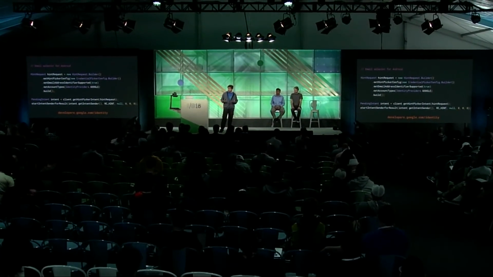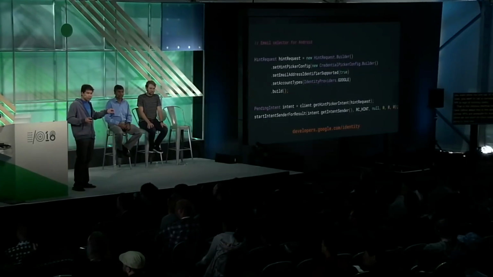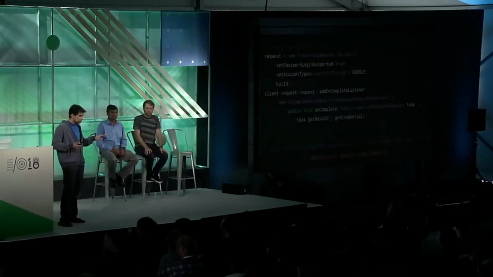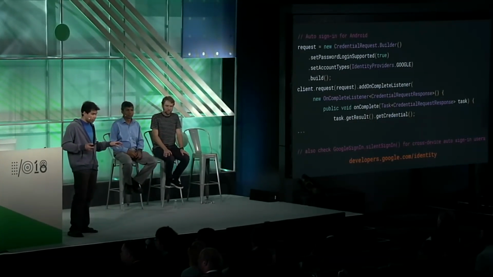Now, we've talked a little bit about this in the past, that these similar APIs are available for Android. And since we're a bit short on time today, I'm just going to skip over it here, but go to developers.google.com/identity to see how to do similar things in your native apps on Android. One-tap email selection, including phone numbers, and automatic sign-in.